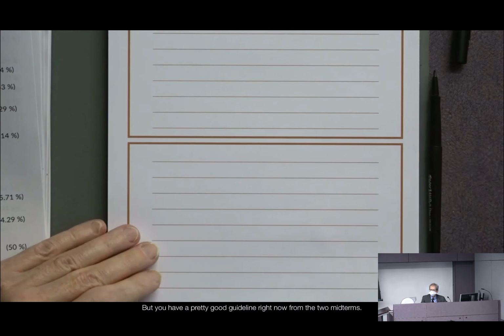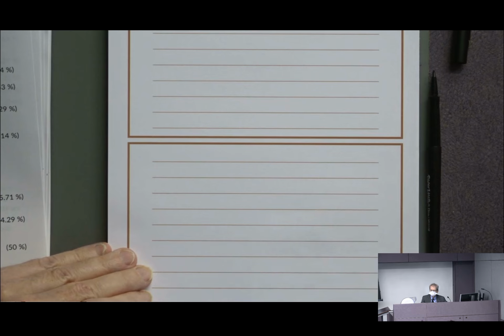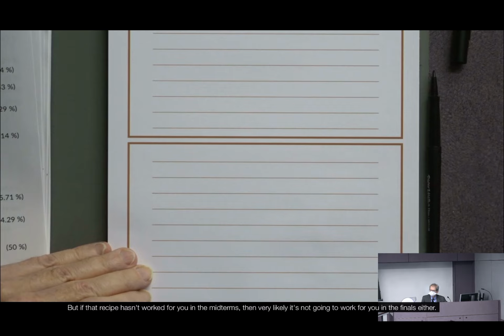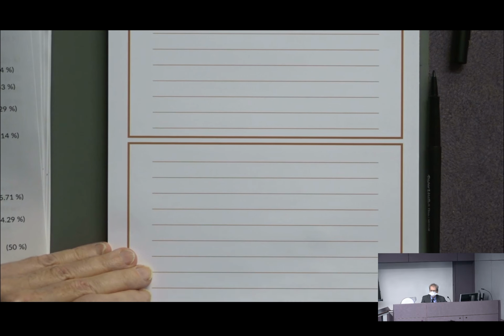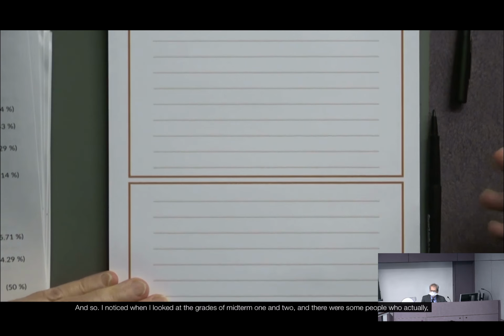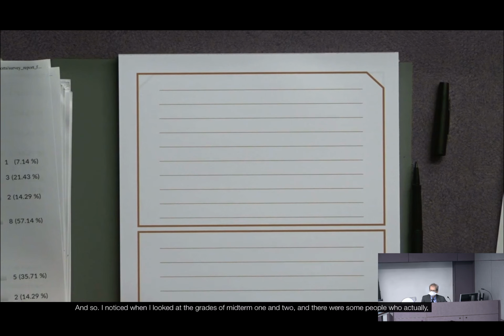But you have a pretty good guideline right now from the 2 midterms. And if that recipe hasn't worked for you in the midterms, then very likely it's not going to work for you in the finals either. And so I noticed when I looked at the grades of midterm 1 and midterm 2, there were some people whose points went down considerably from the first to the second midterm. There were others where the points jumped quite a bit. So in both of those cases, you probably know what was the difference between your preparation for the first and the second one, and obviously you can draw your lessons from it.